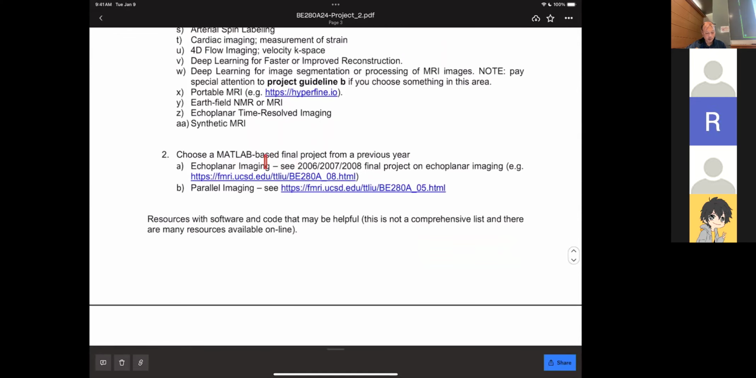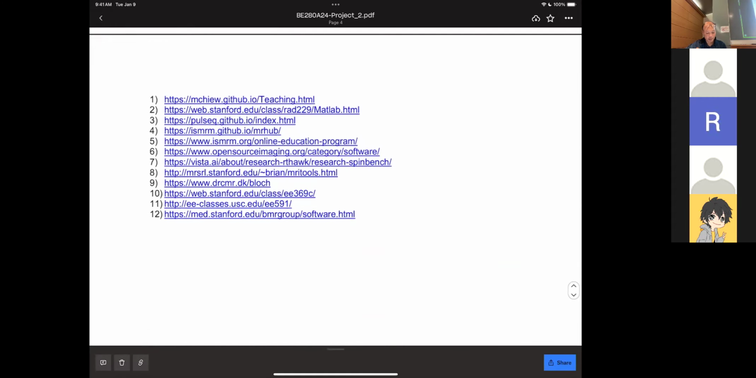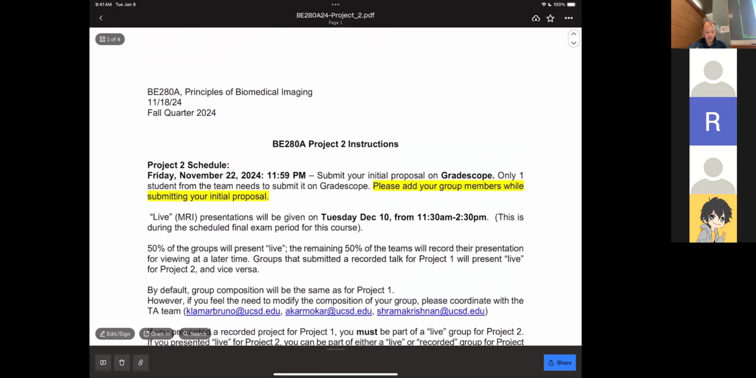You can also, if you want a more guided experience, we used to have final projects that were more guided. And so there's one on echoplanar imaging and parallel imaging. These would certainly be of a level of difficulty that would do well. So if you want to just follow one of those, you can certainly do that. And then there's lots of resources online. These are just some examples, but certainly you can use anything you want to figure out your project. Okay, so this is just some things that I know about, but there's certainly much more.